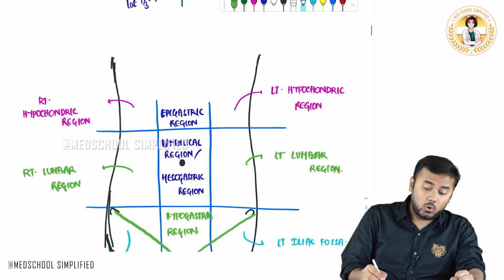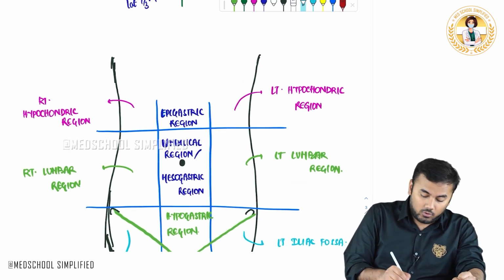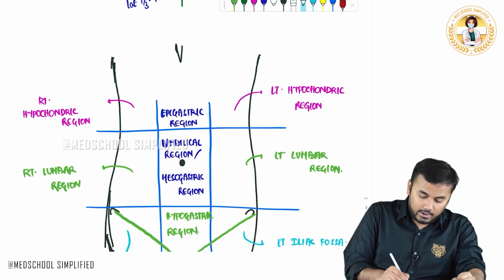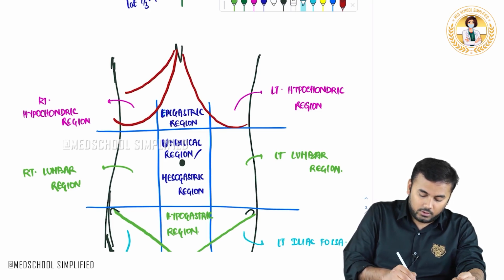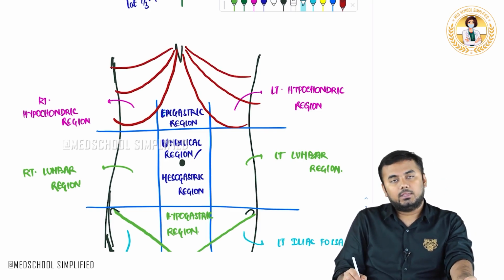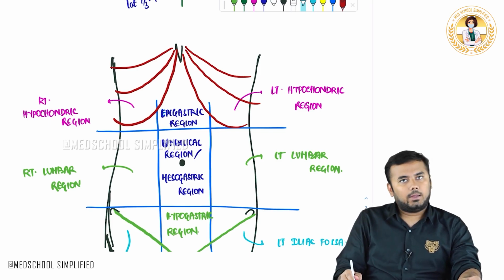Why is it called hypochondric? Because here you have ribs. Let us say this is the sternum like this, right? And here you have ribs like this. Yes or no? Here you have the ribs. So anything below the ribs is called hypochondria. And this region is perfectly beneath the ribs. So you call it the right hypochondric region.